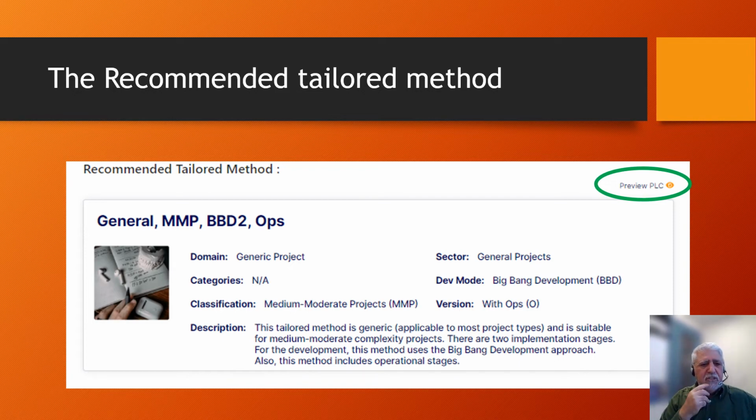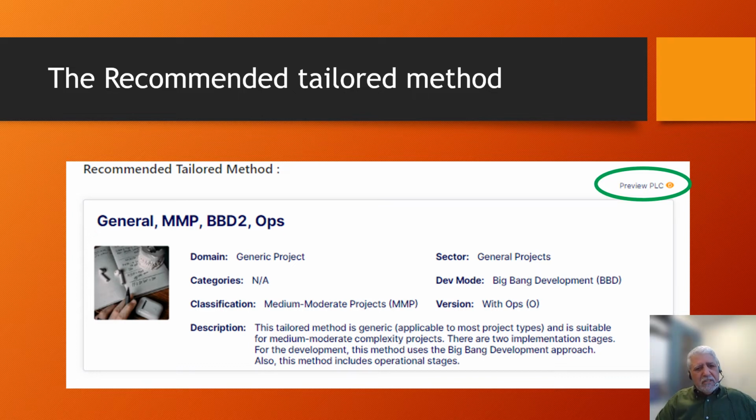This is just a screenshot. In this screenshot, we have selected a general project sector, medium to moderate complexity project, big bang development with 2 stages, and include operation. I know most of these titles might not mean much to you. As you get used to them, you will understand them.